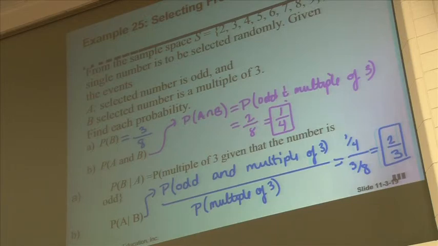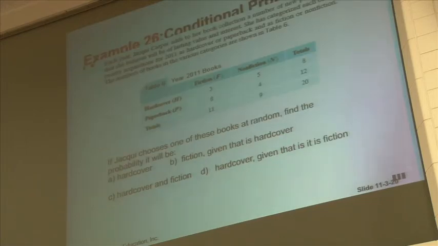All right. Moving on. Okay. More with conditional probability. We have a given chart, and along the far right column, those are your totals for all of the hardcovers, all of the paperbacks, and then the bottom right corner is all of the books total. All right. If Jackie chooses one of these books at random, find the probability that it will be a hardcover.